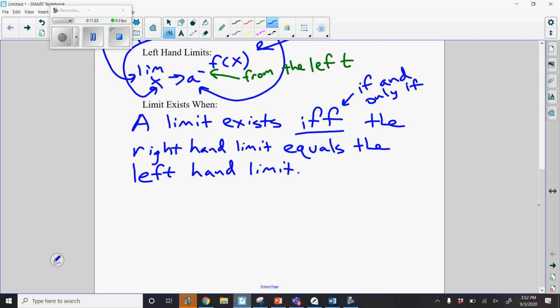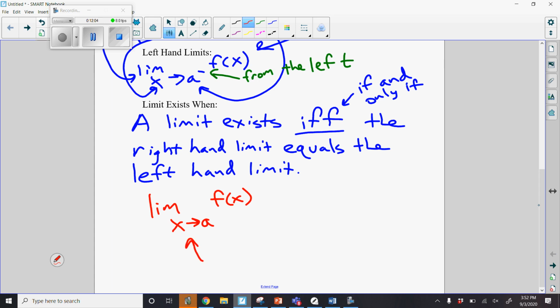For example, here's what it looks like in notation form. Now notice, when I wrote that notation, what was different about what I just wrote in red as compared to the right-hand or the left-hand limit? Well, there's no plus or minus there, okay? So this is our limit notation. It doesn't have a right-hand or a left-hand symbol to it. So this exists.